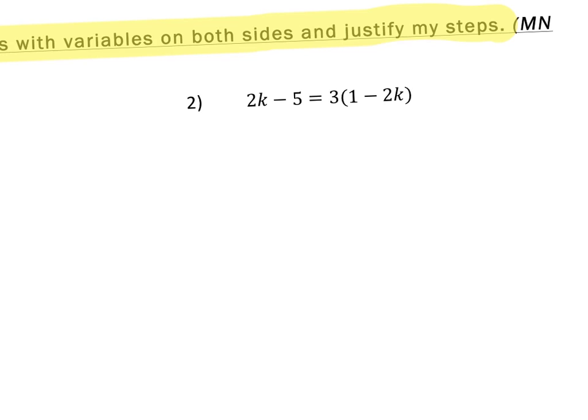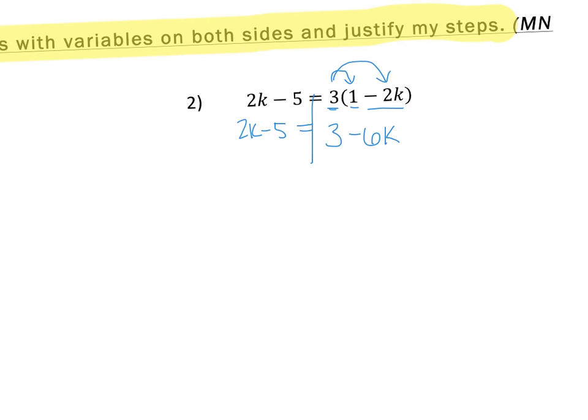Moving over to number 2, sometimes you might have to simplify on one side of the equal sign or both sides of the equal sign first before you start moving your variables over. So it looks like on number 2 we have to distribute first because we've got parentheses. So you end up getting 2k minus 5 on the left side is going to equal 3 times 1 is 3, and 3 times negative 2k will be minus 6k.